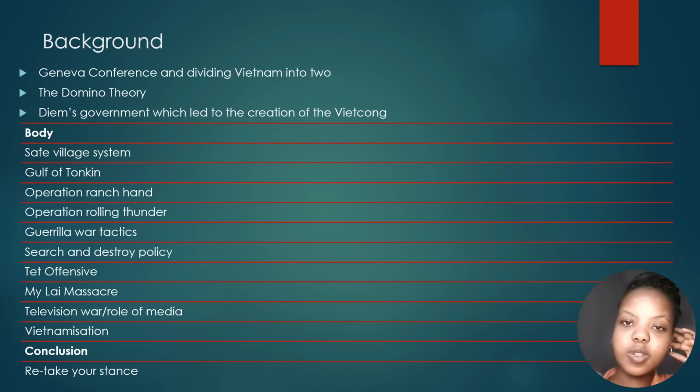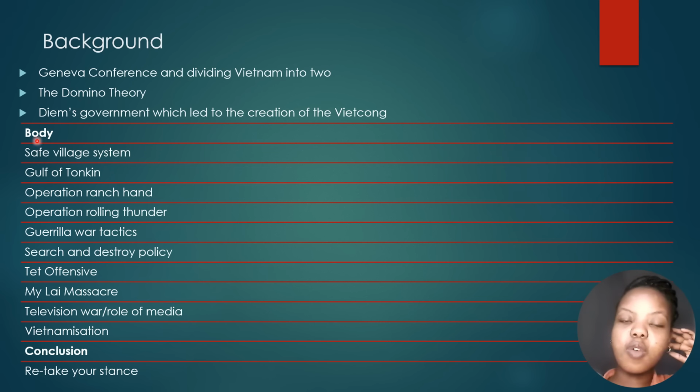For an essay to score you good marks, you're supposed to provide a little bit of background information that is going to tell us why the war started. In your background, I highly advise you to include the Geneva Conference of 1954 that divided Vietnam into two. You're supposed to talk about the domino theory. You're supposed to talk about Diem's government that led to the formation of the Viet Cong. In your background, ensure that you mention all of these three important things. Okay, and then let's look at the body.